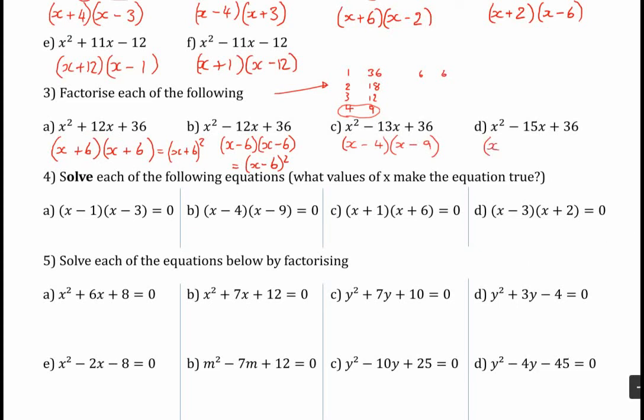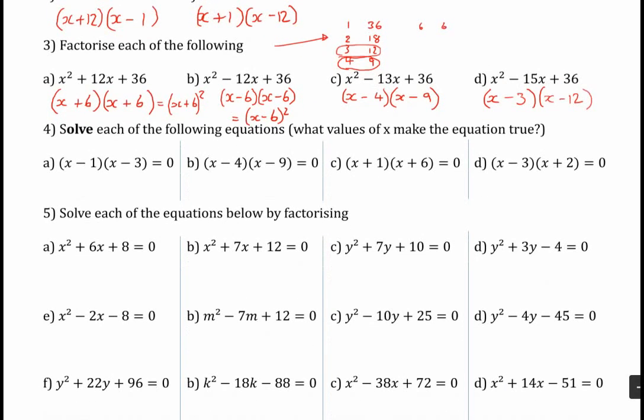I'll just look back at that one and explain that the two negatives multiplied together would give me a positive product. So that all works fine. On the final one, I want them to add together to make negative 15. So looking at my pairs, I can see it's going to be 3 and 12. So it's going to be x minus 3 and x minus 12.